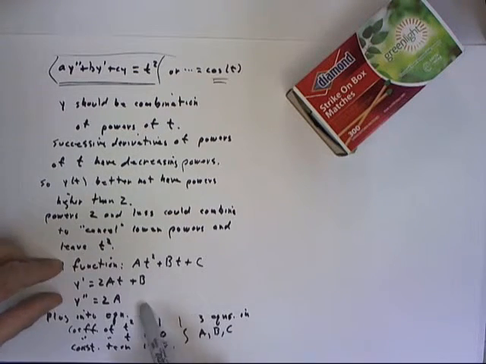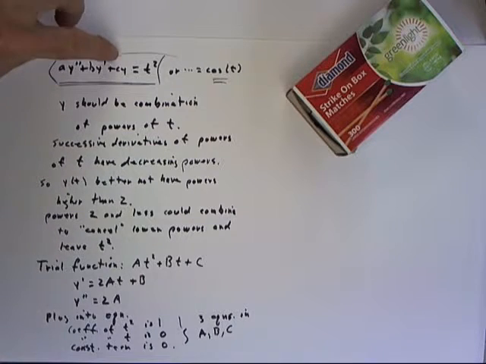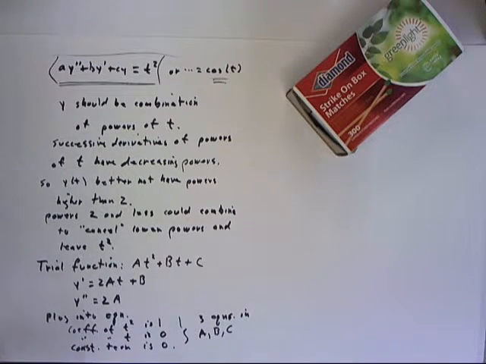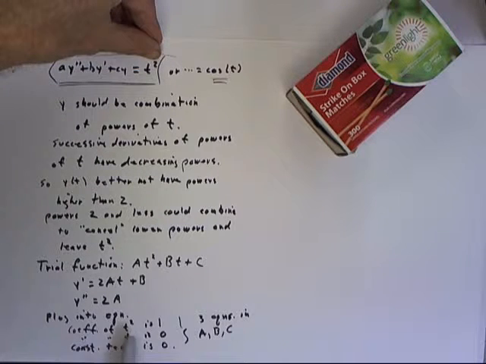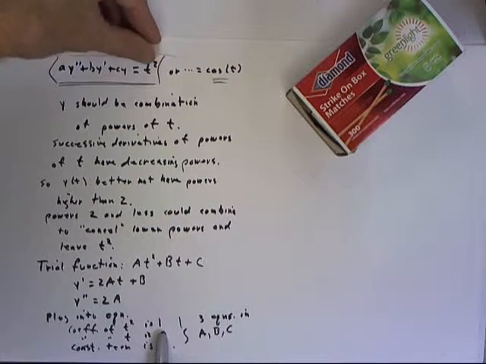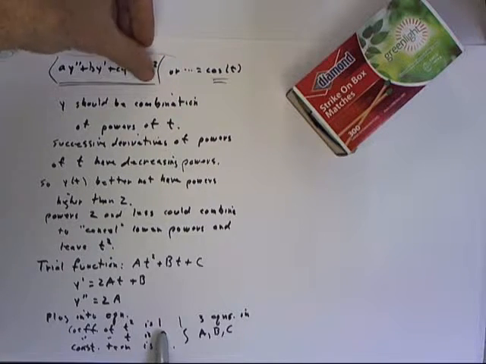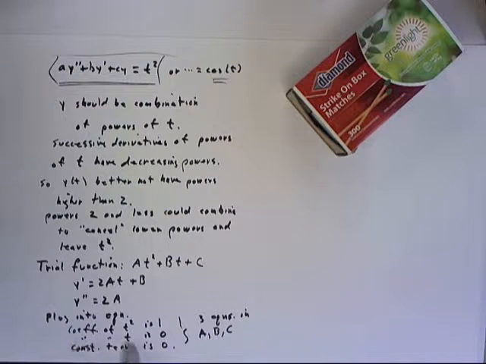If we do this and plug it into our equation, whatever the equation might happen to be, the left-hand side has got to equal the right-hand side, so we have to get t squared, meaning that the coefficient of t squared has to be 1. And we're not going to get a t, and we're not going to get a constant term on the right-hand side, so the coefficient of t is going to have to be 0, and the constant term is going to have to be 0.